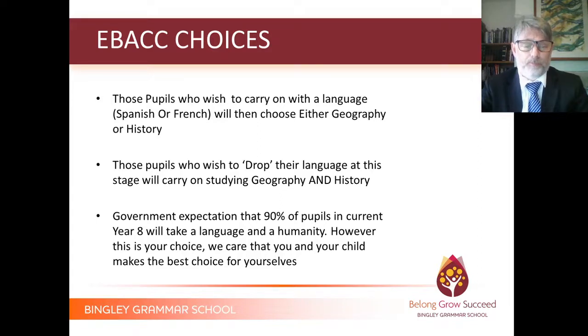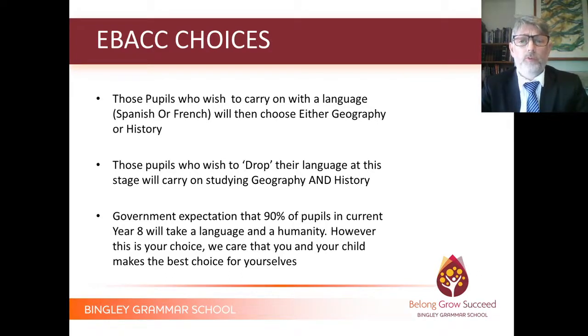Okay? So, in a nutshell, we are going to allow pupils, if they feel it's not appropriate for themselves and the language route is not their best direction, to drop their language at this stage, and by dropping that, it means that they can concentrate on the geography and history instead. So it's a simple choice, really.